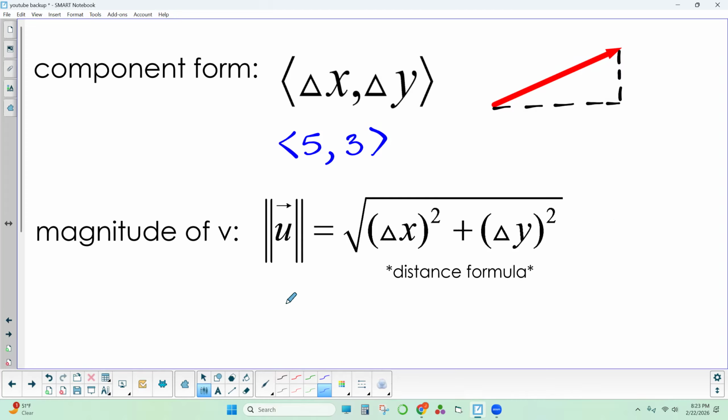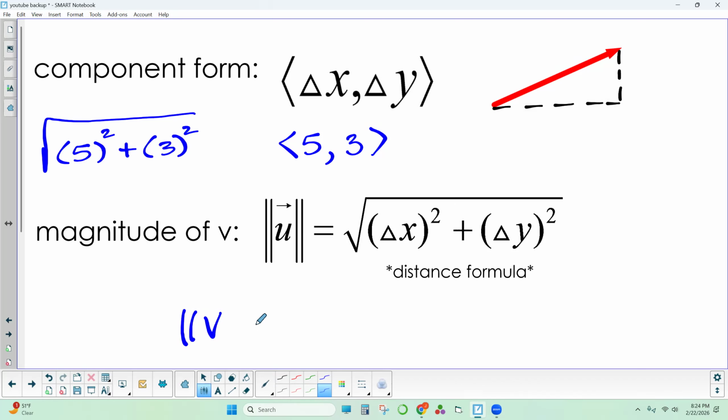All right. So let's find the magnitude of this vector using the distance formula. So we have the change in x here, and we're going to square that, and we're going to add it to the change in y, and we're going to square that. We're going to take the square root of that, and we get the square root of 34. So the magnitude of vector v, and I can use these pairs of vertical lines on each side to show magnitude, is root 34. Okay?